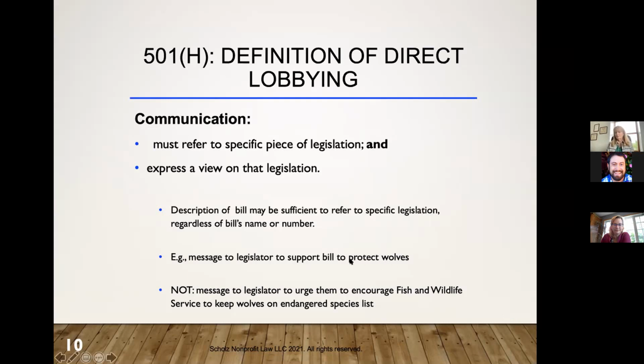So in this case, an obvious message to a legislator saying support the bill protecting wolves is lobbying, specifically. But if the message to the legislator is urging them to encourage the Fish and Wildlife Service to keep wolves on the endangered species list, that's not legislation, that's not lobbying. All right, and keep in mind, for it to be direct lobbying, you need to be communicating with a legislator or their staff.